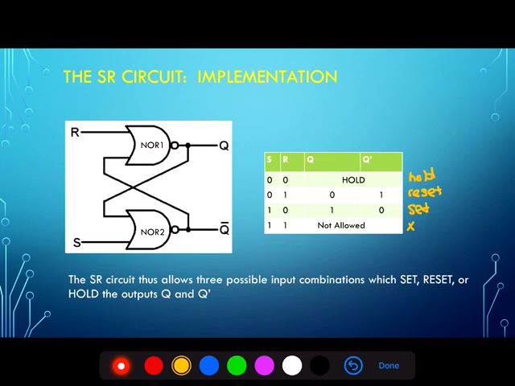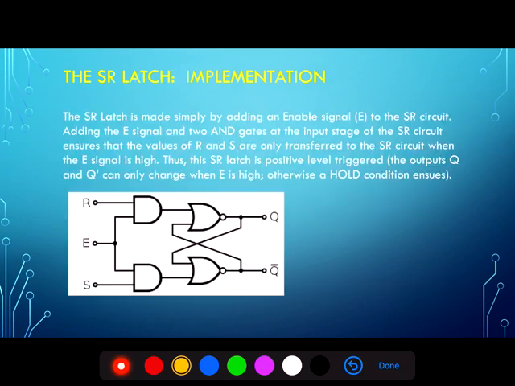But how do we now turn that into a latch? Well, we have to add an enable signal. And this is what that looks like. Now when we add an enable signal, the inputs to the SR latch are going to be 0 anytime that enable is equal to 0.